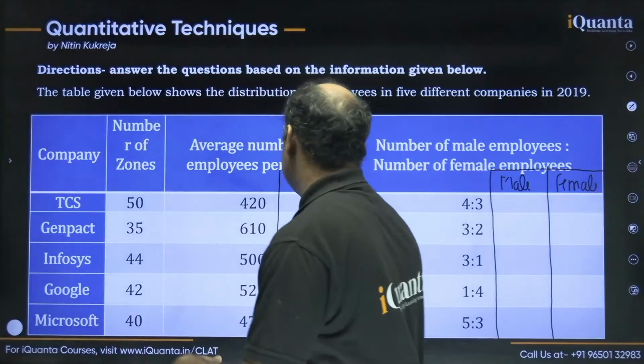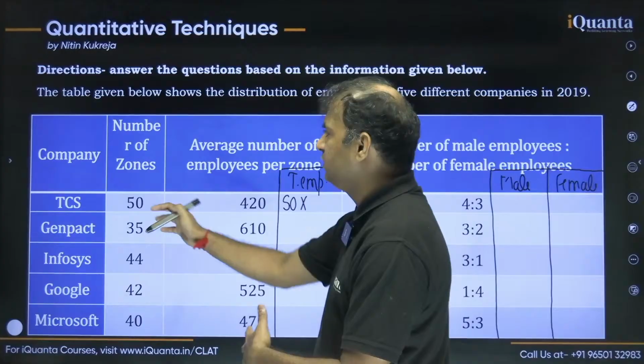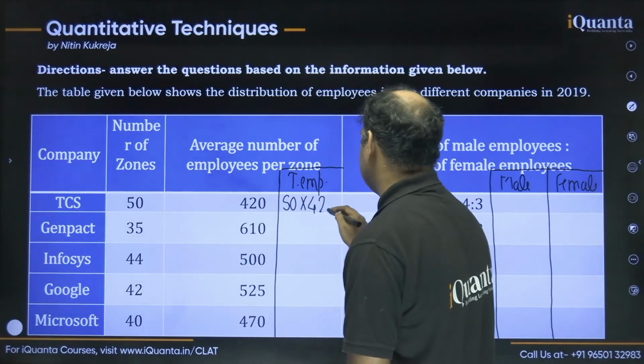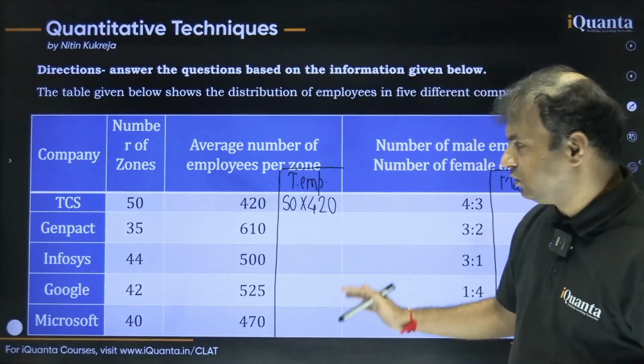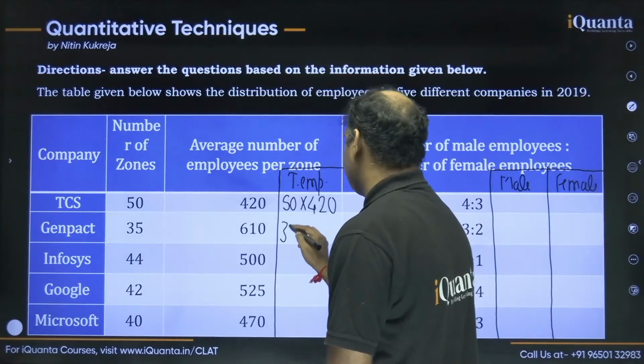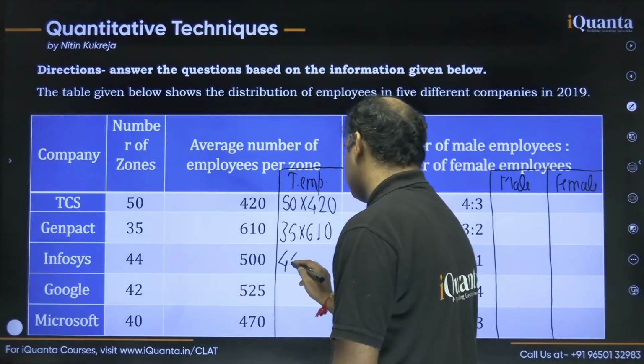The total employees must be the average employees, 420, into the number of zones, right? Number of zones 50 into the average number of employees 420. So we can find the total employees in all of these companies. Same with Genpact, we can say 35 into 610. Same with Infosys, it's 44 into 500.